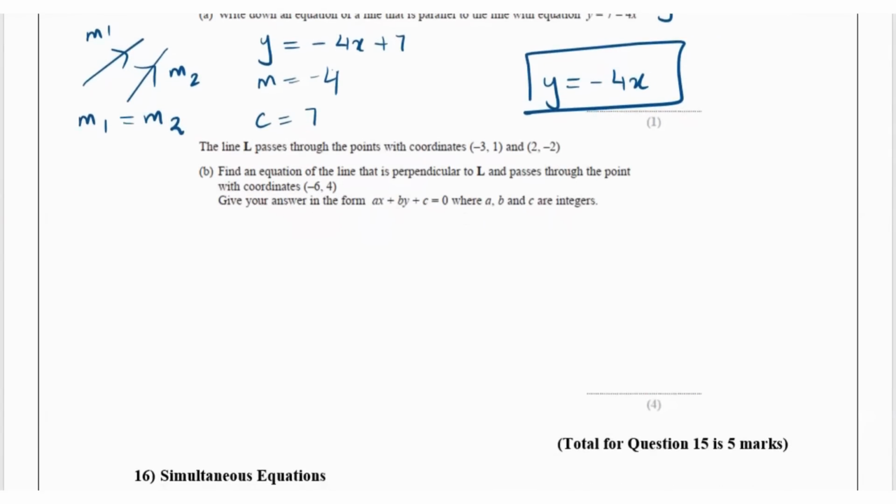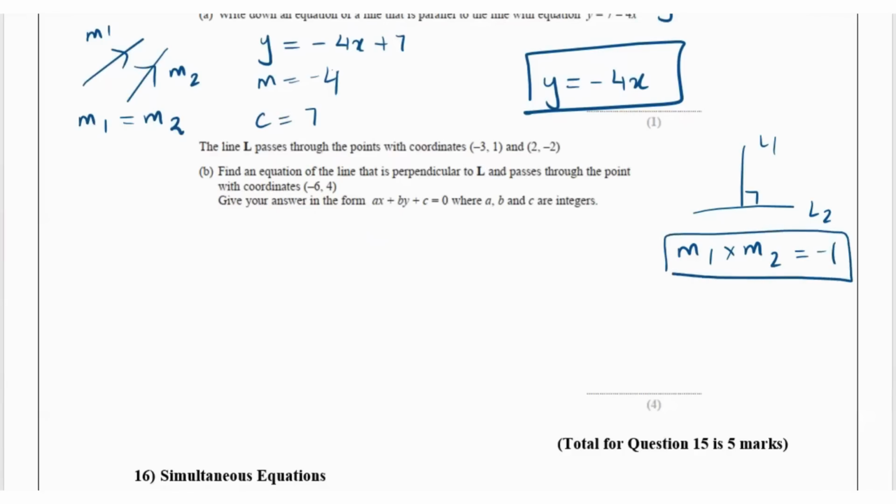Then it says the line L passes through the points with the coordinates negative 3, 1 and 2, negative 2. Find an equation of the line that is perpendicular to L and passes through the point with coordinates negative 6, 4. So now if two lines are perpendicular, that means they're meeting at a right angle, and the product of the gradients will always equal negative 1. That is the rule for perpendicular lines, and in parallel lines, both gradients are equal.